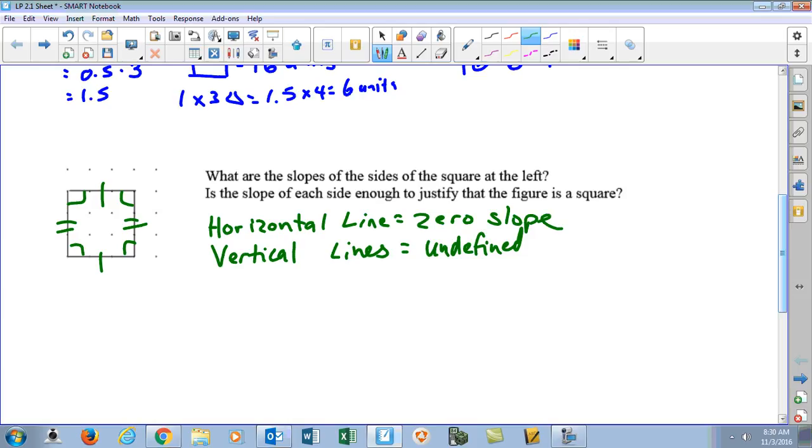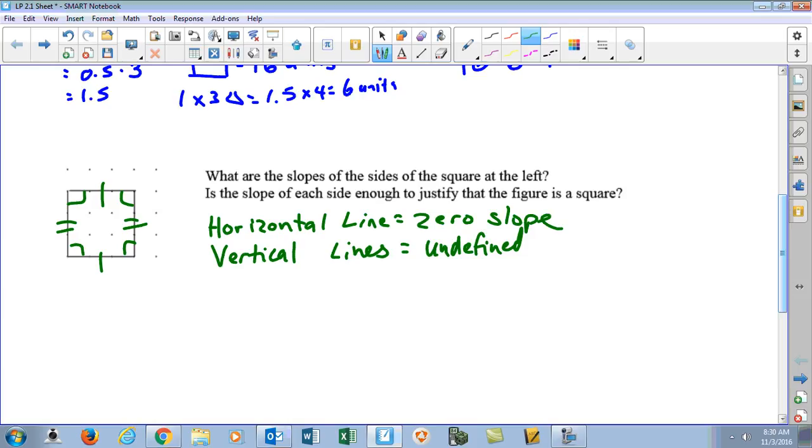So we have lines with 0 slope and lines with an undefined slope, and they will form right angles. Okay? Because they're horizontal and vertical, and when they meet, they form a right angle every single time. So that's how we know the slope is just enough to justify that the figure is a square. Because again, opposite sides are parallel and the same length. And again, all 4 right angles, because the horizontal line meets the vertical line every time at a right angle.